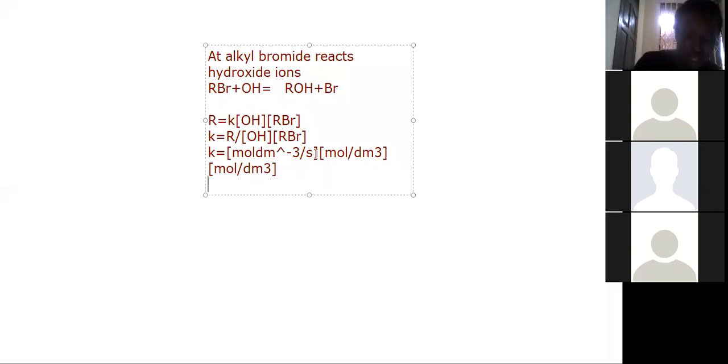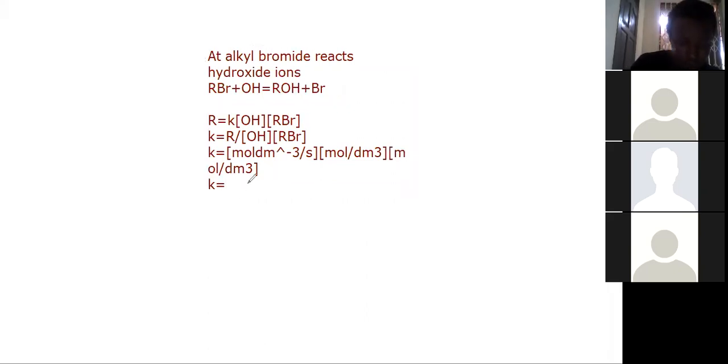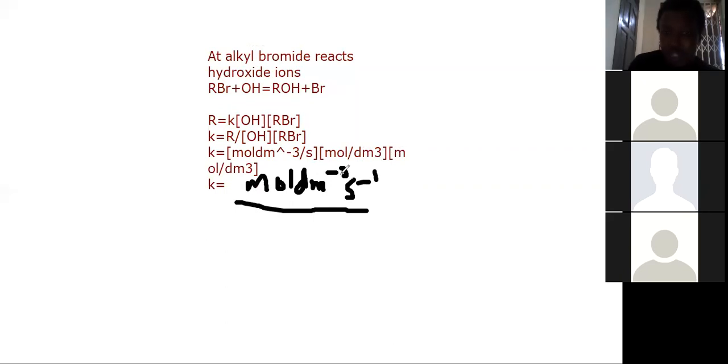Now let's look for the unit. What we are going to do is get mol dm⁻³ s⁻¹ all over this. Because the concentrations multiply, I'm going to get mole squared, mol², dm⁻⁶.